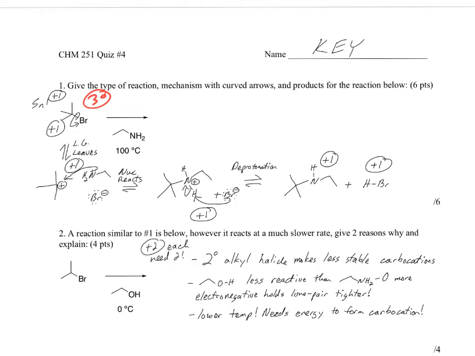So that means it's going to have to be SN1. We hadn't learned E1 at this point. So then we need to do an SN1 mechanism. So you got 1 point for the SN1 mechanism. So it's tertiary, so it can't be SN2, right?